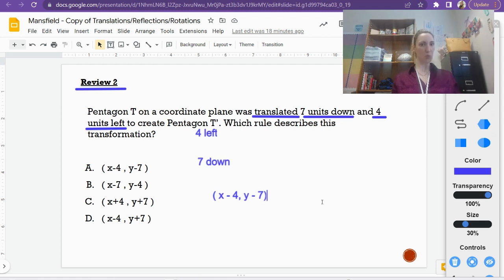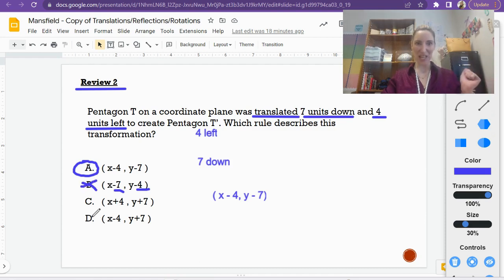Which one looks like that? Which one is my best option? Letter A, right? I think it's actually the very first one there. Letter A. Let me see. What is wrong with B? B switched the numbers. The 7 is coming first and then the 4 is coming second. That's not okay. That's a trick that the problem is trying to play on you, right?